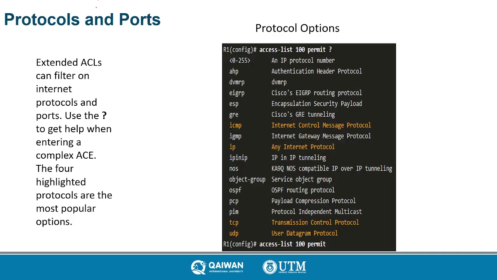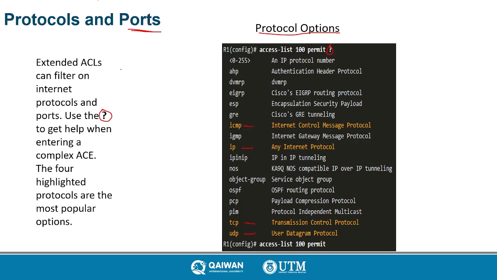So protocols and ports. We have protocol options, and extended access control lists can filter on Internet protocol and port using this sign. Okay, so here it says access-list 100 permit, and then it enters this one. It will tell me what are the things that I can use. Okay, I can say ICMP or IP, TCP, UDP.